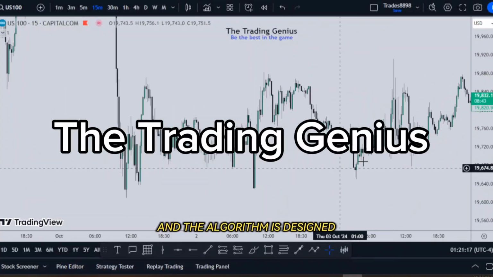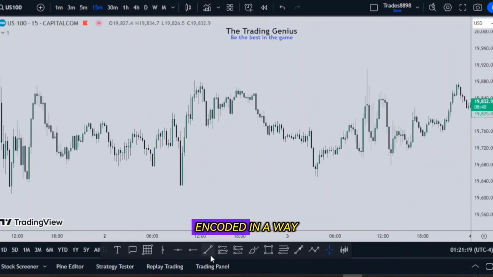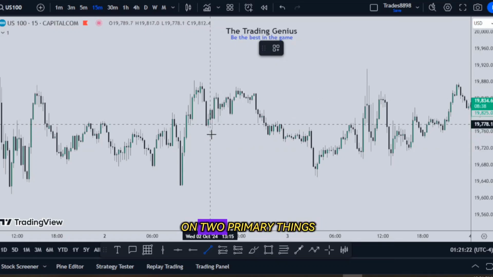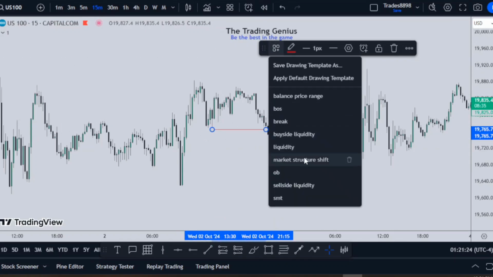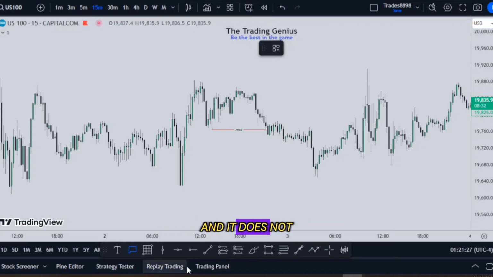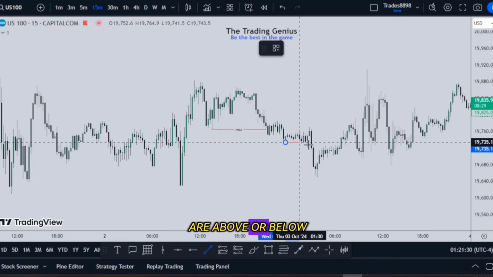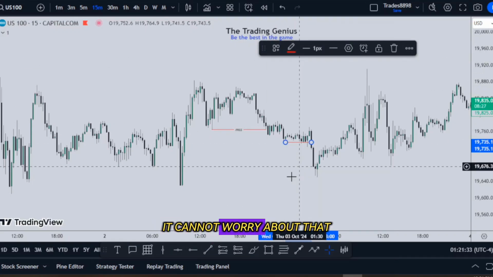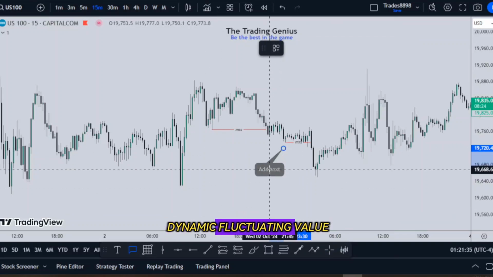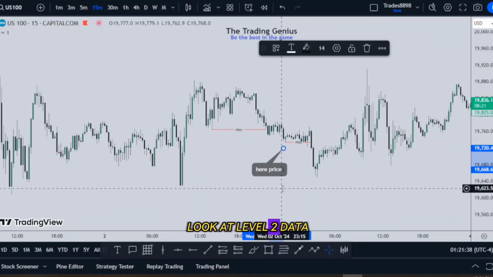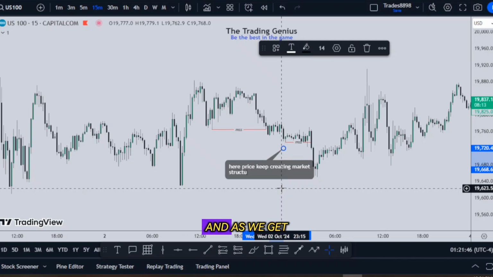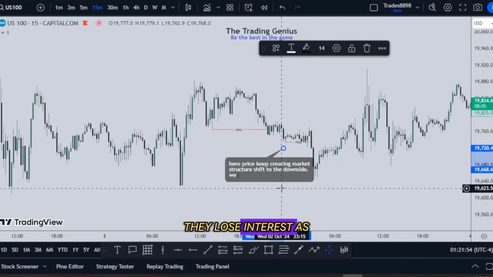And the algorithm is designed and coded in a way where it will capitalize on two primary things. Where there are pending orders, and it does not know how many orders are above or below the marketplace. It doesn't know that. It cannot worry about that because that's always a dynamic fluctuating value. Just like you look at level 2 data, you'll see the orders there. There'll be a big block, a 500 block, a 300 block sitting at a price level. And then as we get closer and closer and closer, that order won't be there anymore. It'll be less. Why? They lose interest as it's getting closer to it.